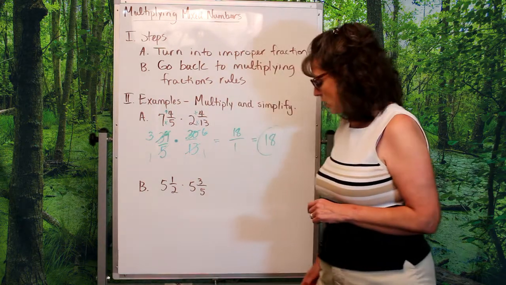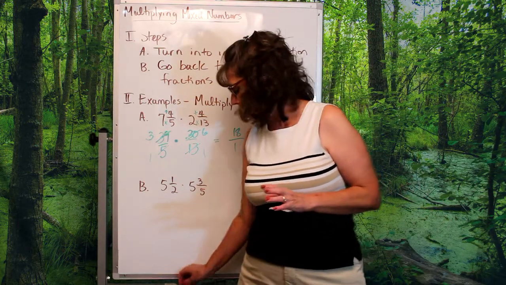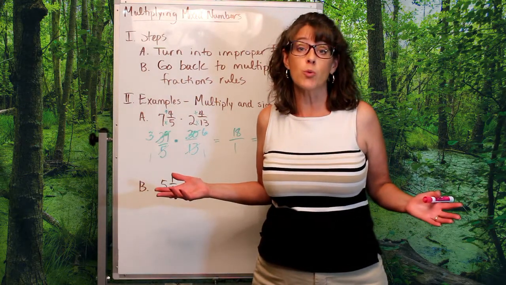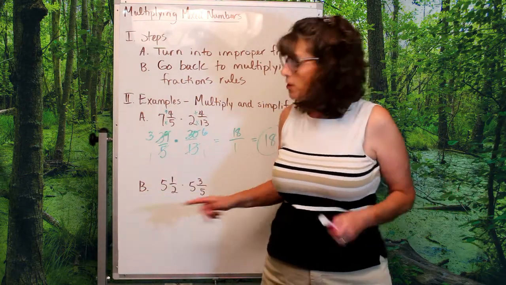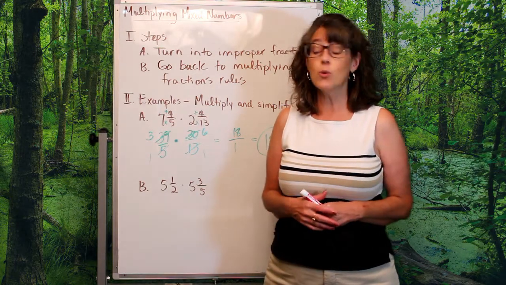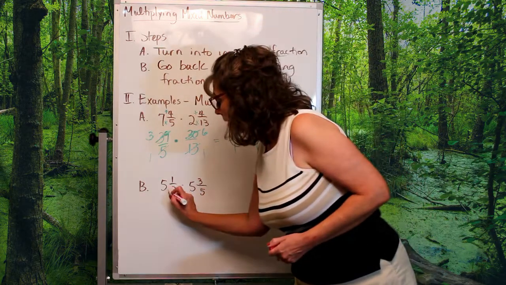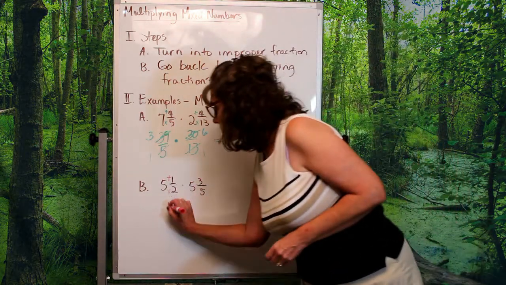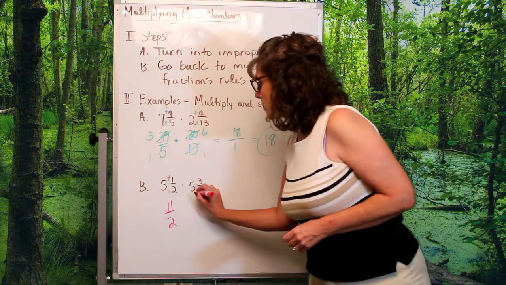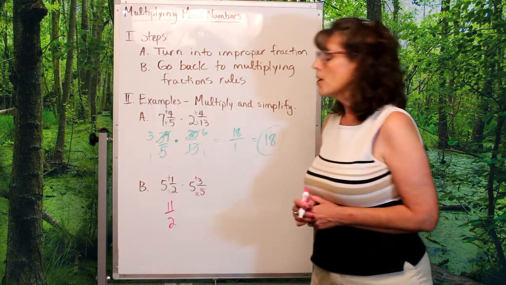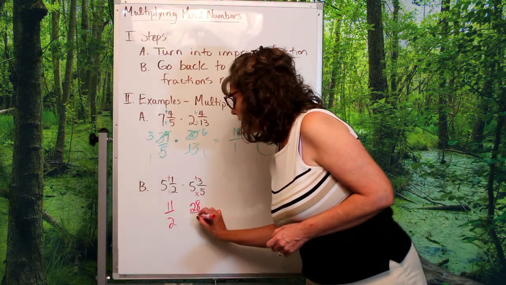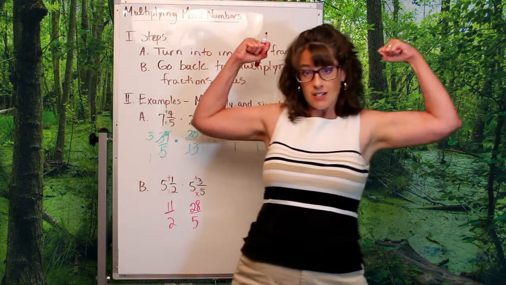Let's try one more just to make sure we feel totally comfortable with this. So like I said, the only rule I've got is my multiplying fractions rule. That's it. So I'm going to turn these into fractions and go back to that rule. So I'm going to multiply here and add here. 2 times 5 is 10 plus 1 gives me an 11 over 2. I'm going to multiply here and add here. 5 times 5 is 25. 25 plus 3 is a 28. Keep that superhero of fractions, that denominator.